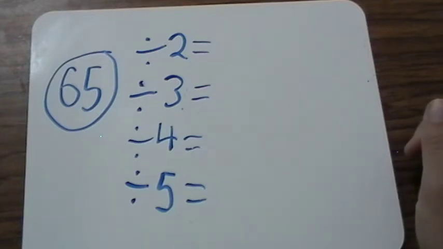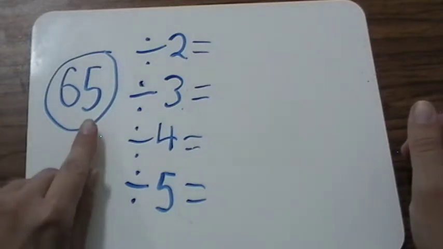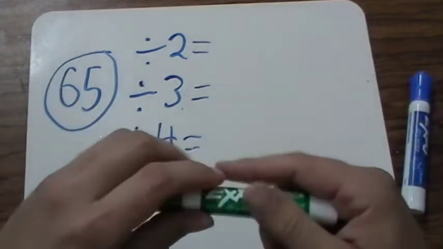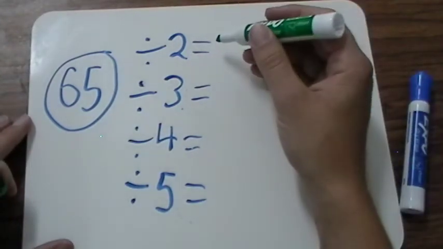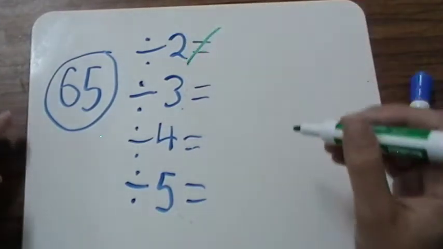Do I have to keep counting up like that? You could, or you can just ask yourself, 5. Can 5 be divided by 2? No, 5 can't be divided by 2. Doesn't fit.